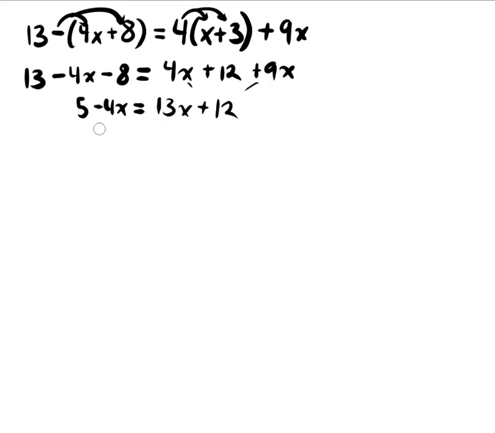So in this case here, I'm going to add 4x. I'm doing the opposite of it. So since it's subtraction of 4x, I'm going to add 4x. If I do it to that side, I must also do it to this side, right?